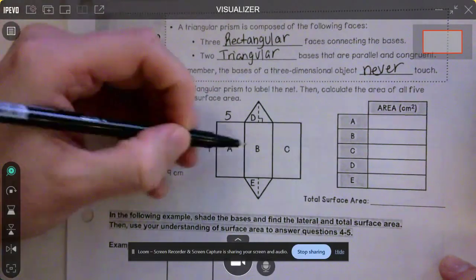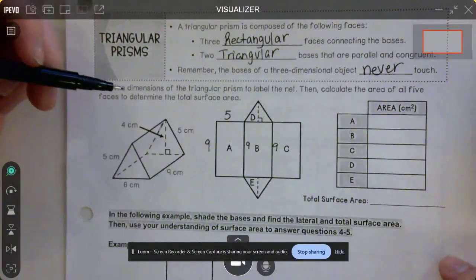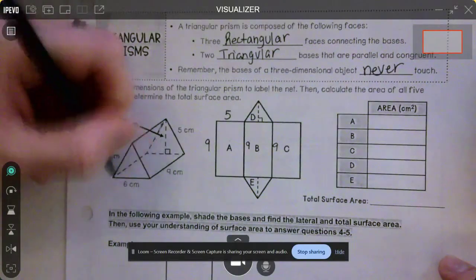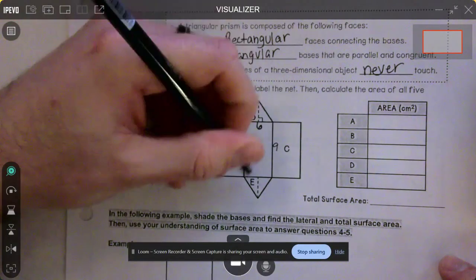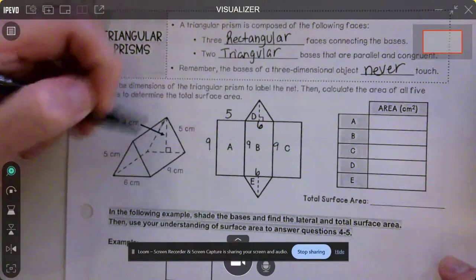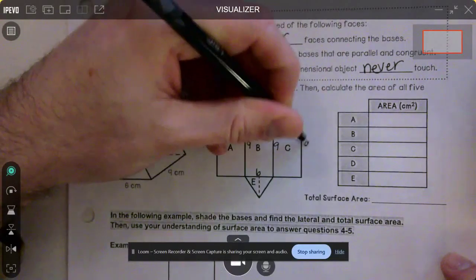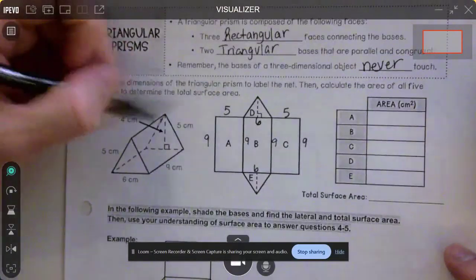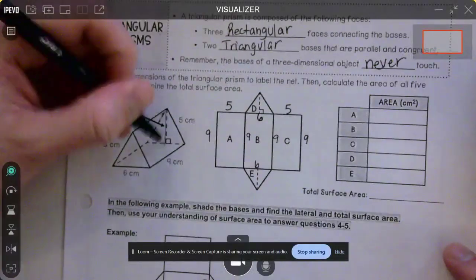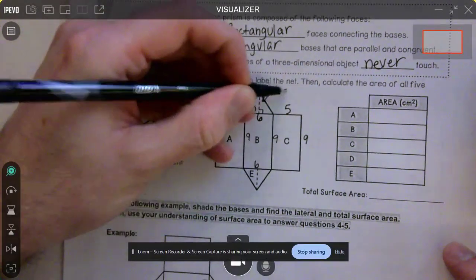Okay, now for B, these are parallel. These are congruent because they're the same dimensions. And then rectangle B is the bottom, which is a 9 by 6 rectangle. And then rectangle C is the slanted right rectangle, which is a 9 by 5 rectangle. And then the triangles D and E, those are the same dimensions. So they both have a base of 6 and a height of 4. So the height of the triangles is 4.